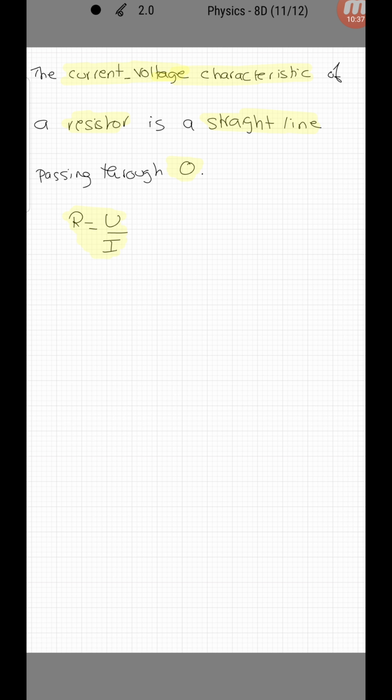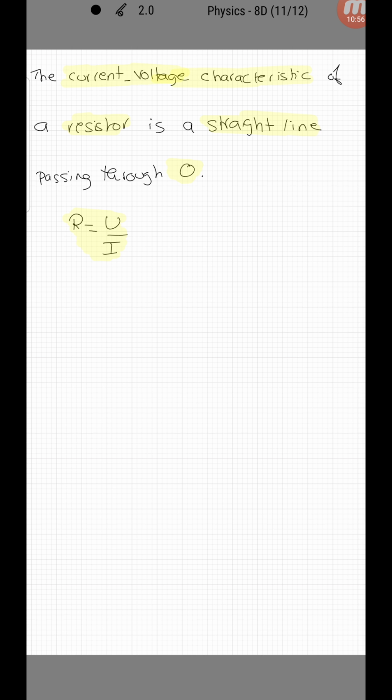Okay, now guys, the current-voltage characteristic of a resistor is a straight line passing through O, and R is equal to U over I. The resistance is equal to U over I. I take any point and I divide U over I, it gives me the resistance.